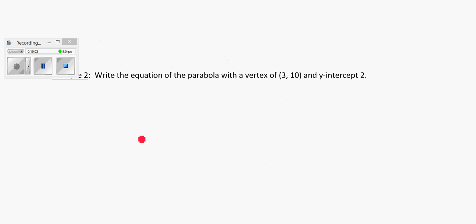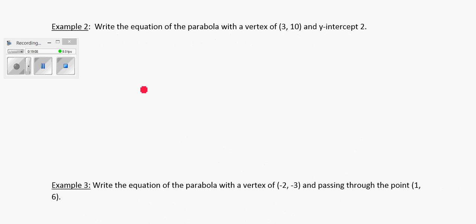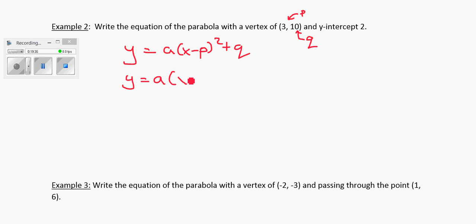Example 2. Okay, so this one is just using algebra and our knowledge of the vertex form of an equation to solve. Write the equation of a parabola with vertex (3, 10) and y-intercept of 2. So we're going to start off with our vertex form. Okay, and we already know that this is p and this is q because it's the vertex. So we can substitute those values in right away.